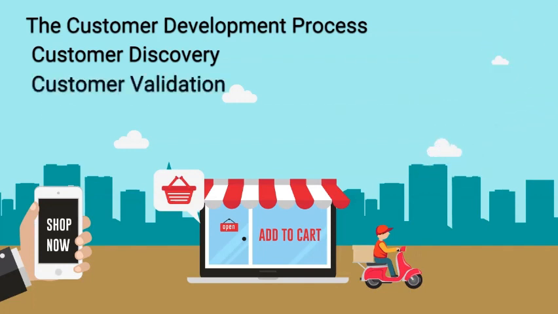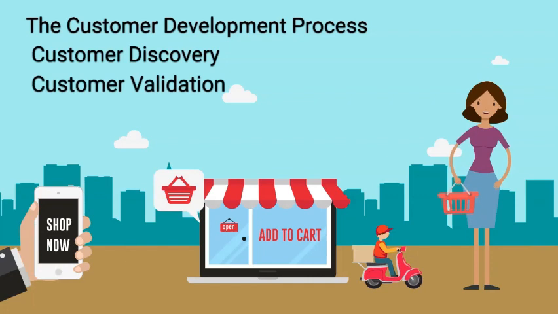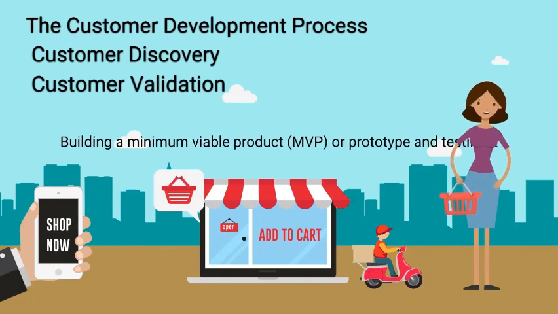Customer validation. Once the target customers are identified, the next step is to validate the business idea or product concept. This involves building a minimum viable product (MVP) or prototype and testing it with early adopters to gather feedback and validate whether the solution solves their problem.